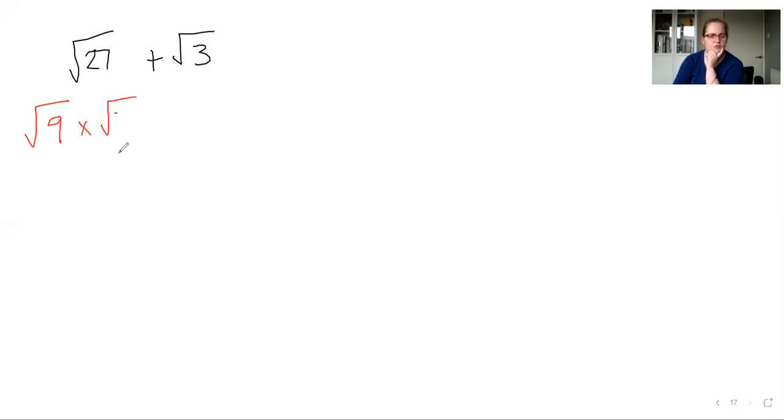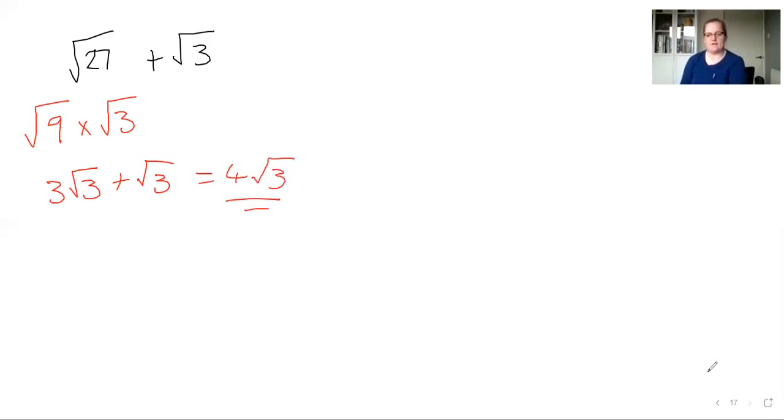Two more examples on this section. We've got root 27 plus root 3. We can simplify root 27. 9 goes into 27, 3 times. So we've got root 9 multiplied by root 3. We can simplify 9 down to 3 root 3. Cannot simplify root 3 down, so we've got 3 root 3 plus root 3. In total, we've got 4 root 3.